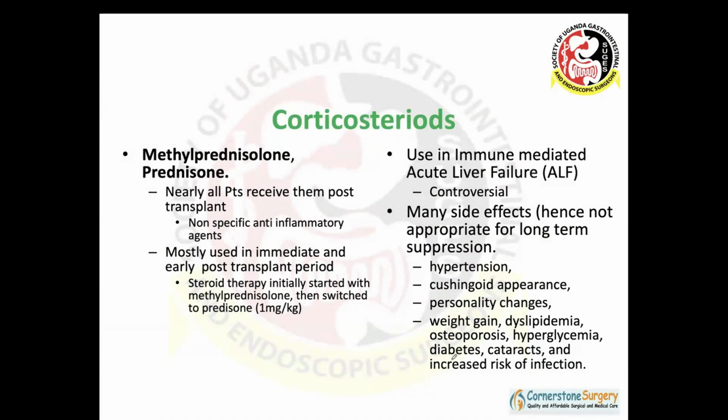Now, corticosteroids are used in nearly all patients. They are non-specific. They are mostly used in the immediate and early post-op transplant period because of their side effects. Because they have a lot of side effects, you don't want to use them for long. You use them as much as you need them, and if there's an alternative, you switch. So corticosteroids are used, but you don't use them forever if you have alternatives. But in induction and early immunosuppression, they're like a must. Most people have protocols where corticosteroids are used.